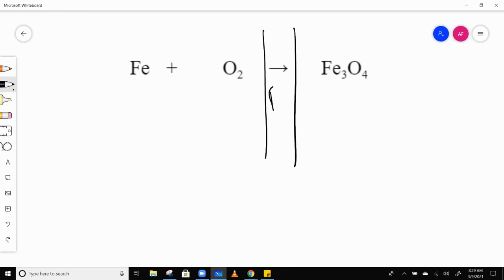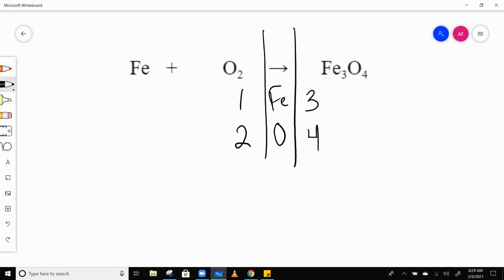We just have Fe and O. We do our initial count. As you get better at these, you kind of do it in your head, but for now, just do it this way. So Fe you have 1, O you have 2, Fe you have 3, O you have 4.